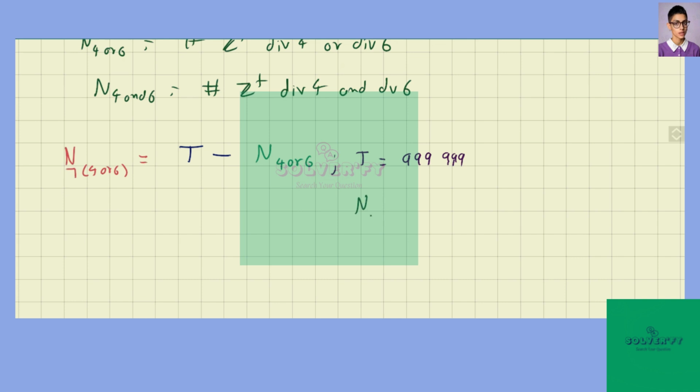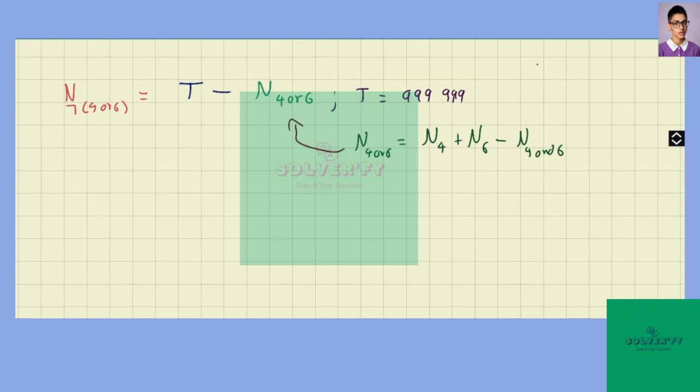The number of integers that are divisible by 4 or 6 is going to be all those positive integers divisible by 4 plus all those that are divisible by 6 minus the intersection, meaning those that are divisible by 4 and 6. Why this subtraction? Because in the summation we're counting the intersection twice, so we need to eliminate one of those intersections. If we replace this into the formula, we obtain that the number of positive integers that are not divisible by 4 or 6 is equal to 999,999 minus those divisible by 4, minus those divisible by 6, and plus the intersection.